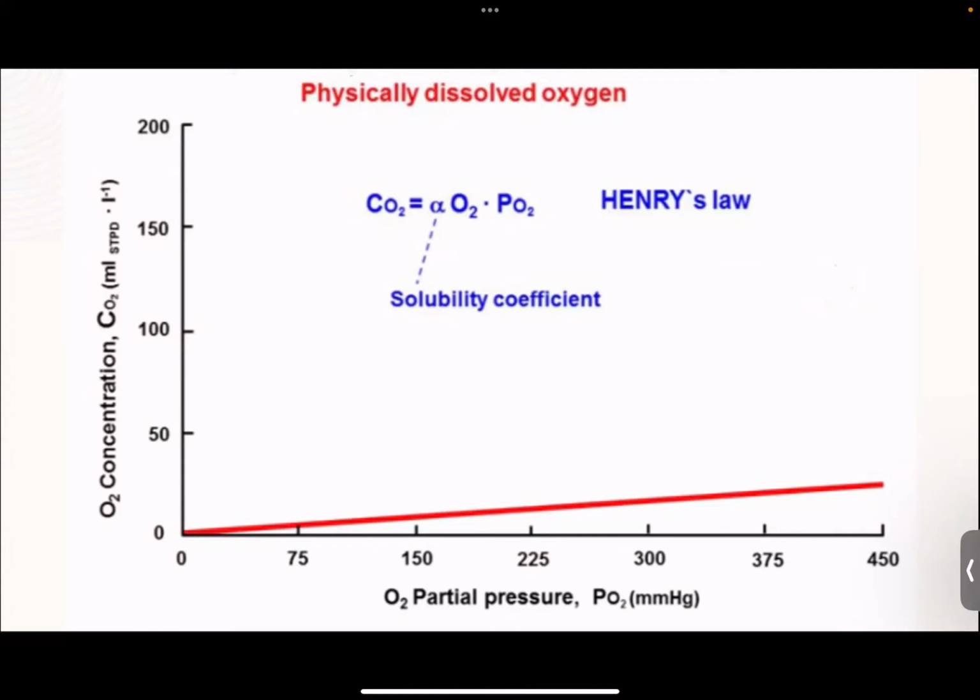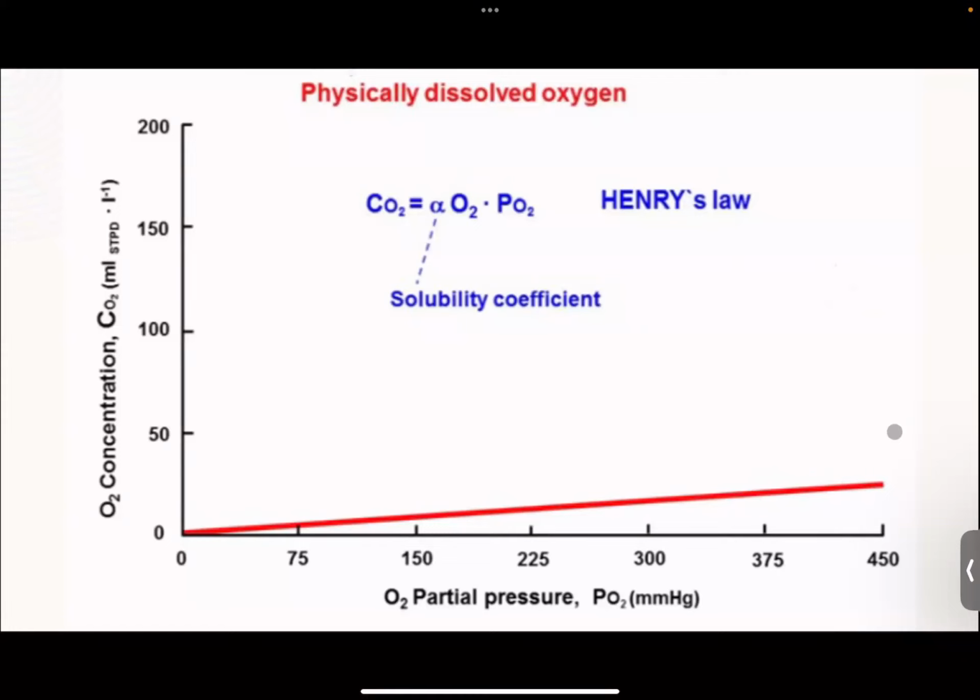Okay. If we look at the physically dissolved oxygen on the graph, we see that this line is kind of low, right? So even when we have a really huge pressure difference, if you look at it corresponding to the oxygen concentration, it's not increasing that much. So even if we go from, let's say, 150 to like 225, it's a very, very slight increase, right?